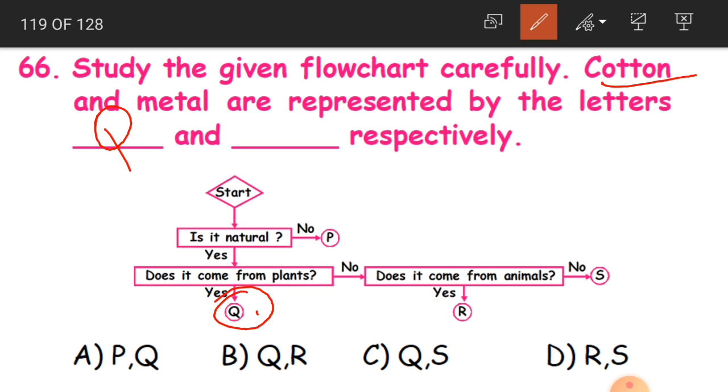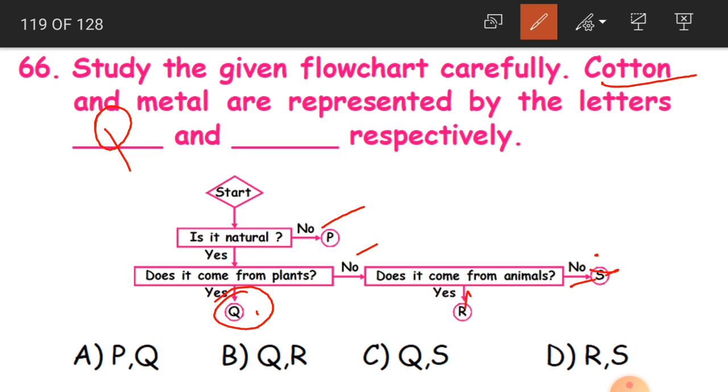And R. Okay, what is R? Is it natural? No. Then does it come from plants? No. Does it come from animals? Yes. Okay, does it come from animals? Yes. And here again you have yes children, R yes.